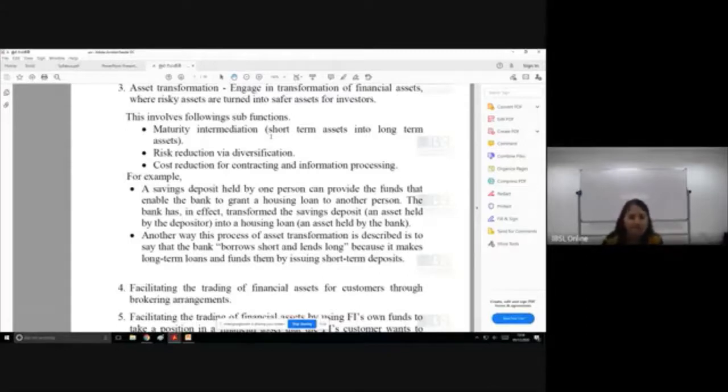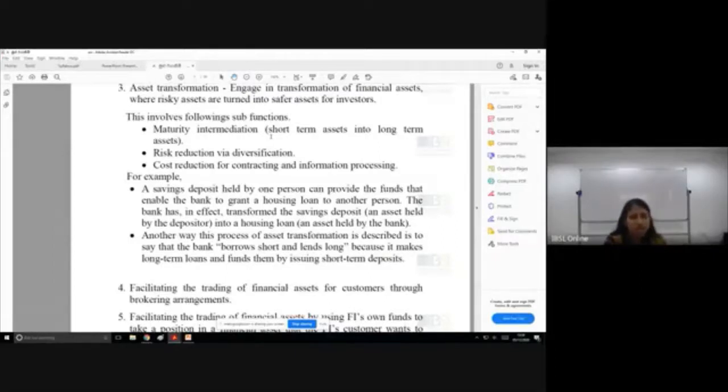Okay. And another one is asset transformation. Simply, if I'm telling you what an asset transformation is, your savings account is your asset. For you, it's the safer asset. For you to go and lend it to a company to put up a factory can be risky. If the factory doesn't work out, what if you don't get the money back? It can be risky. So you look for a safer asset like a savings deposit. What does the bank do? This risky asset, the loan, they convert into a very safe asset, something like a savings deposit.